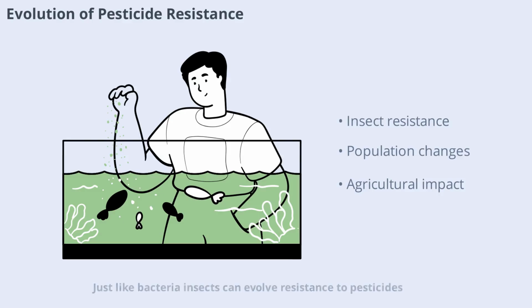Just like bacteria, insects can evolve resistance to pesticides. When a pesticide is used, most insects die, but a few with resistance genes survive and reproduce. Over time, the population becomes harder to control. This is another example of natural selection in action, and it highlights the importance of understanding evolution in agriculture and public health.